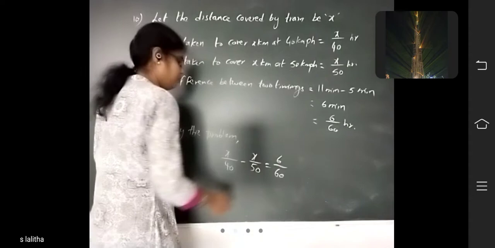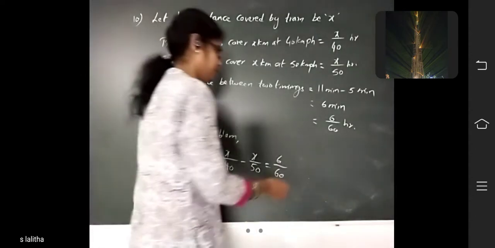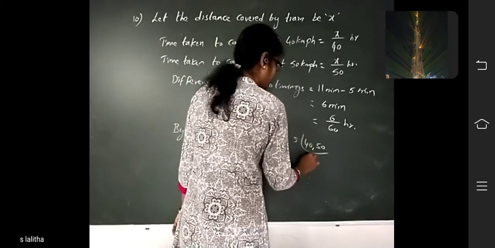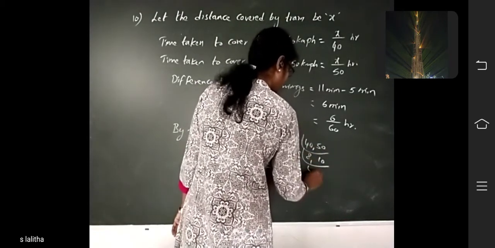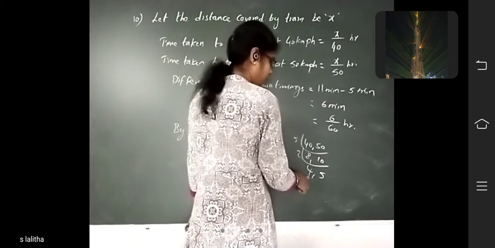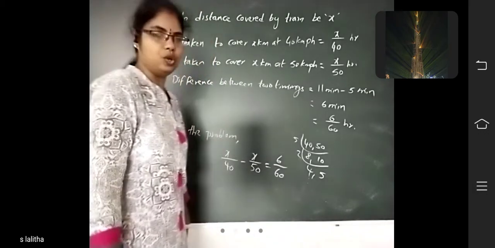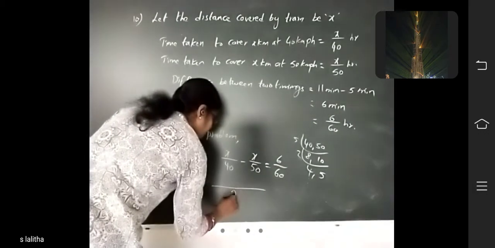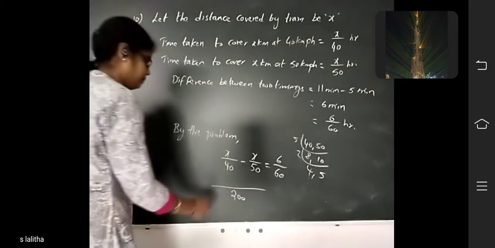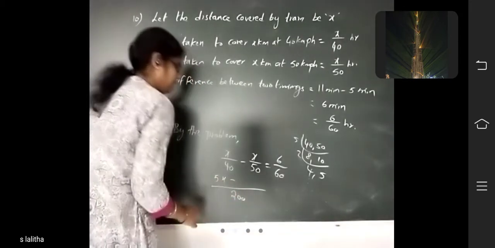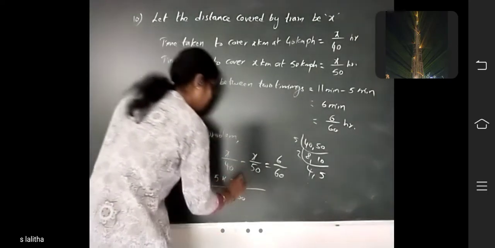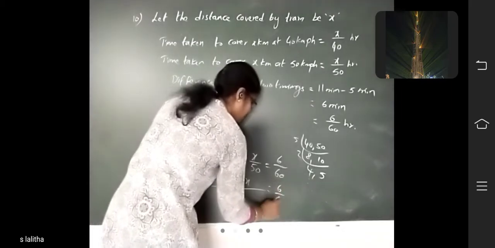So 40, 50. Find the LCM for 40 and 50. 5 8s, 5 10s. 2 4s, 2 5s. 5 2s 10, 10 4s 40. 40 into 5 how much? 200. So in the 40 table how many times 200? 5 times. So 5x minus, in the 50 table how many times 200? 4 times. 4 into x, 4x is equal to 6 by 60.